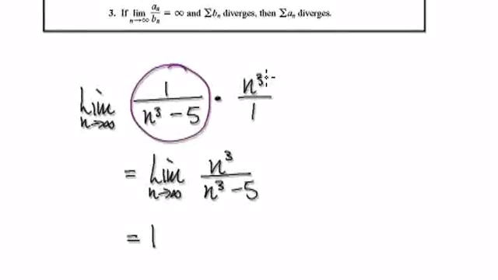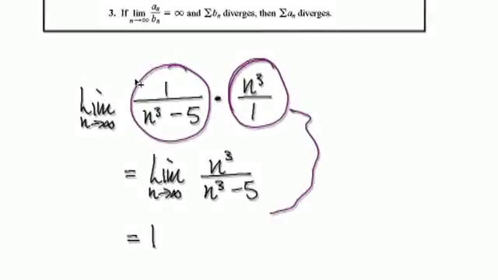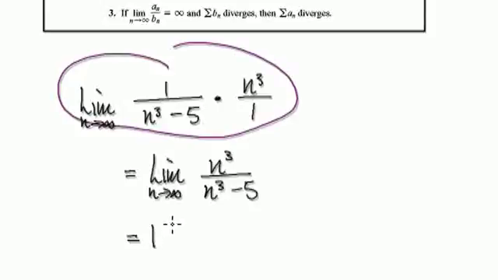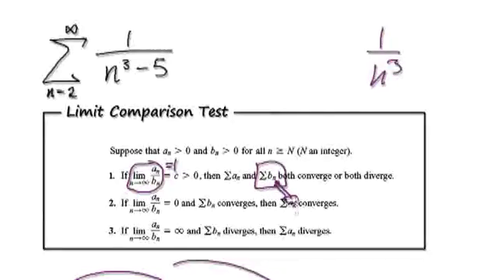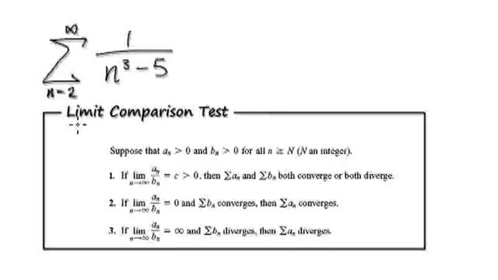Computing this is your an times the reciprocal of bn. Computing this value gives us 1. So we know that this thing here is going to converge. Remember, bn is 1 over n to the power 3. We know this is going to converge, therefore this will also converge. I rushed through this because I'm assuming you can do the limit comparison test by now.